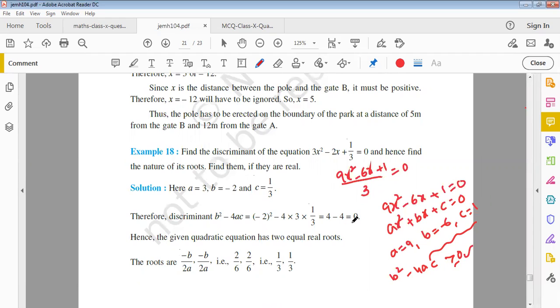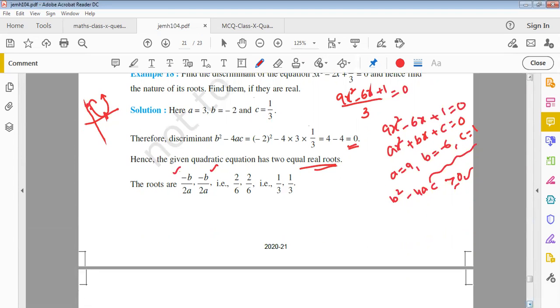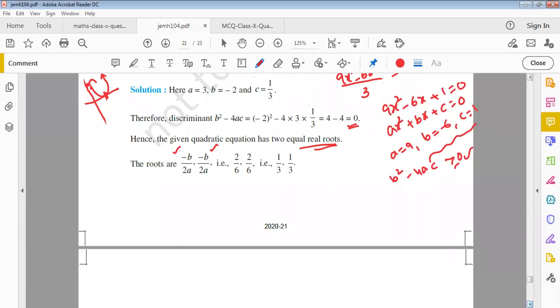Now, if it is equal to 0, it has equal roots. To find them, the formula is minus b by 2a, minus b by 2a. It means if you plot it, it definitely intersects the x-axis at only one point. But these two have two roots, though we are supposed to take that these two are equal. Clear?